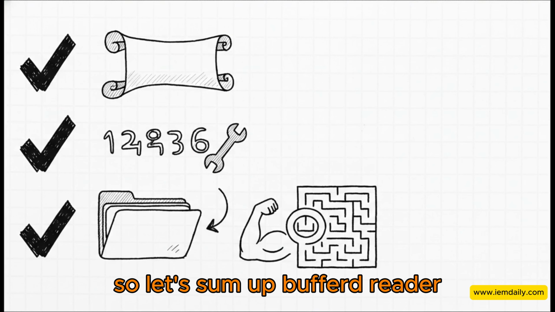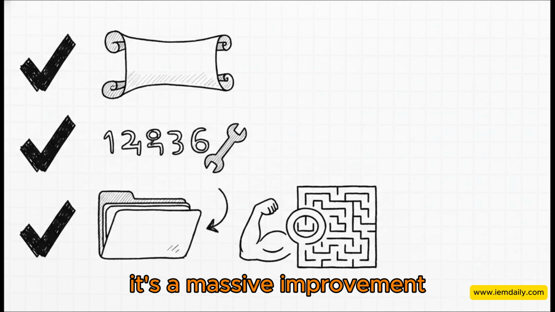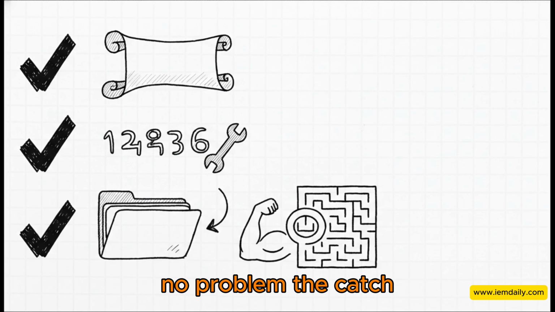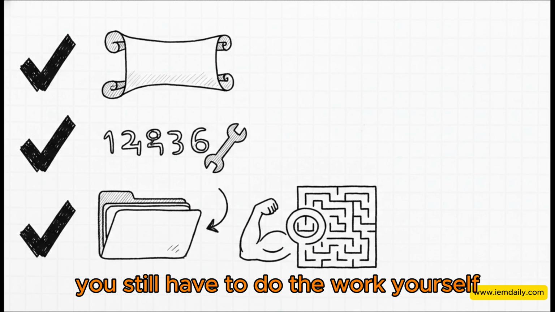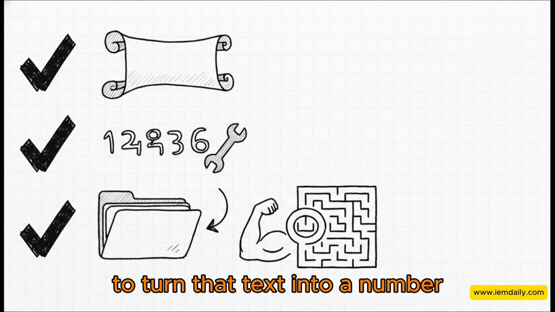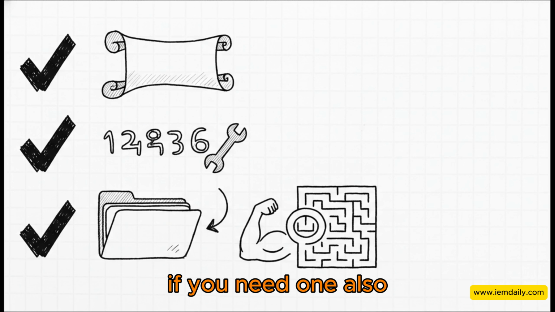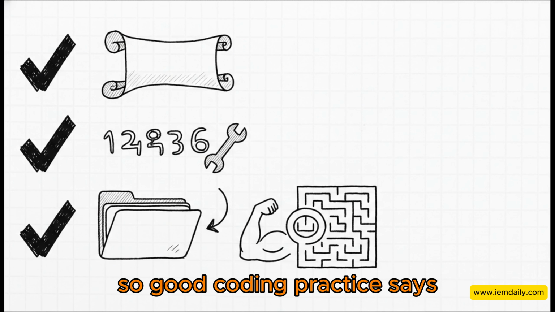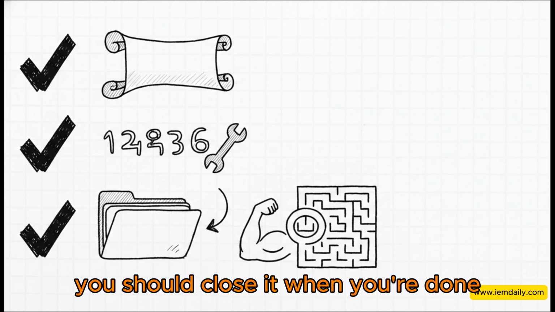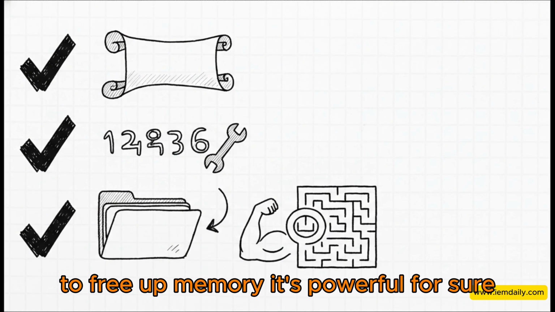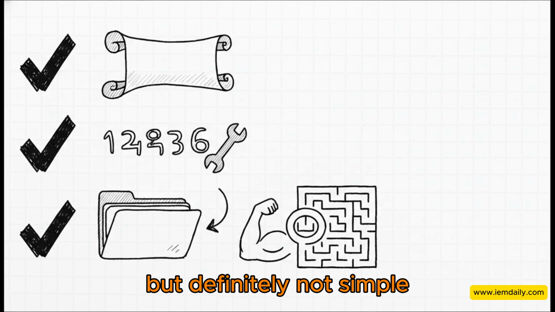So let's sum up BufferedReader. It's a massive improvement because it reads a whole line of text, no problem. The catch? You still have to do the work yourself to turn that text into a number if you need one. Also, it's considered a system resource, so good coding practice says you should close it when you're done to free up memory. It's powerful for sure, but definitely not simple.